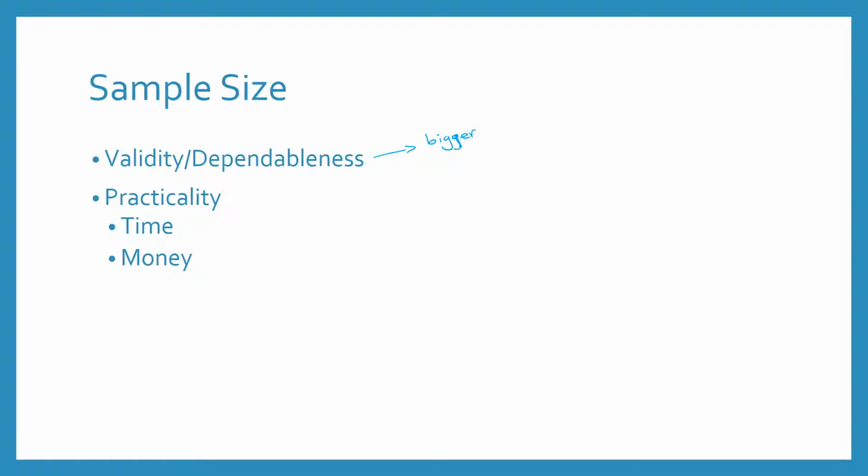Practicality, though, is something we need to also look at. If you have a bigger sample size, it will take longer and therefore cost more. In our class, it wouldn't be too big a deal if we were to survey the whole class. But if we were, say, making some information about Australia, it would take us a long time to survey the whole population of Australia. And so we'd want a smaller sample for that.